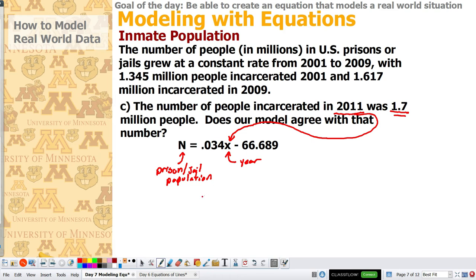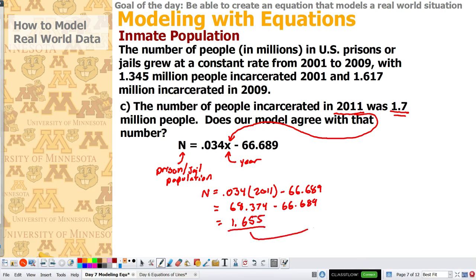All right, so n equals 0.034 times x, which is going to be 2011, minus 66.689. And we multiply that together and we get 68.374 minus 66.689, and that gets me 1.655.